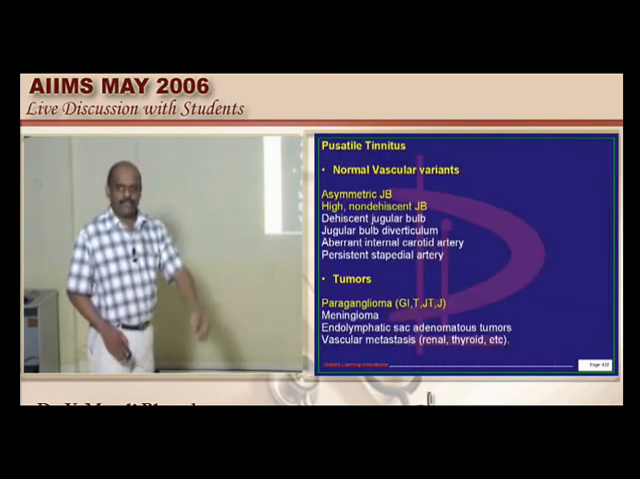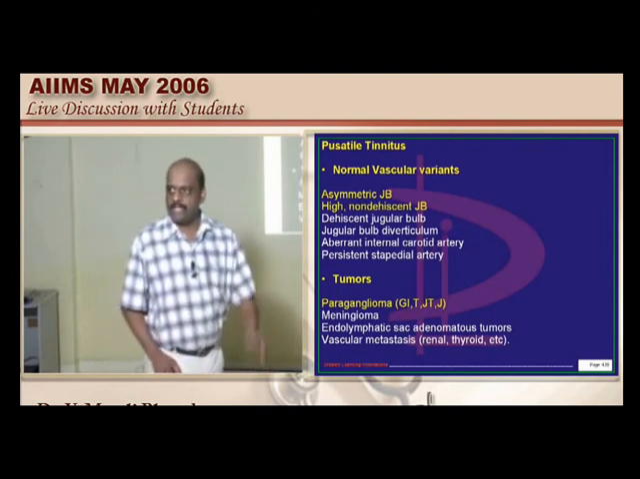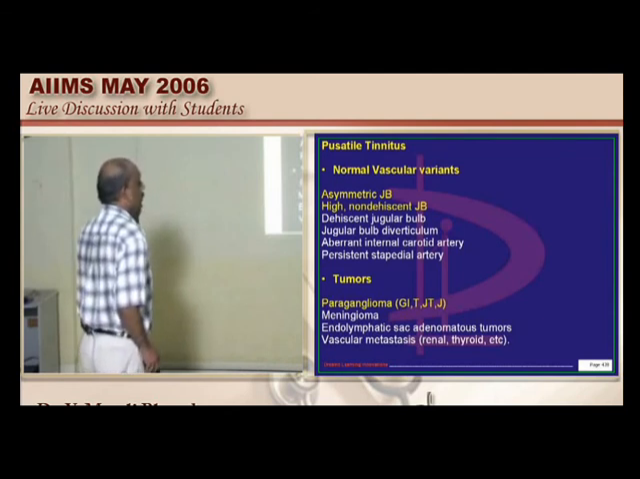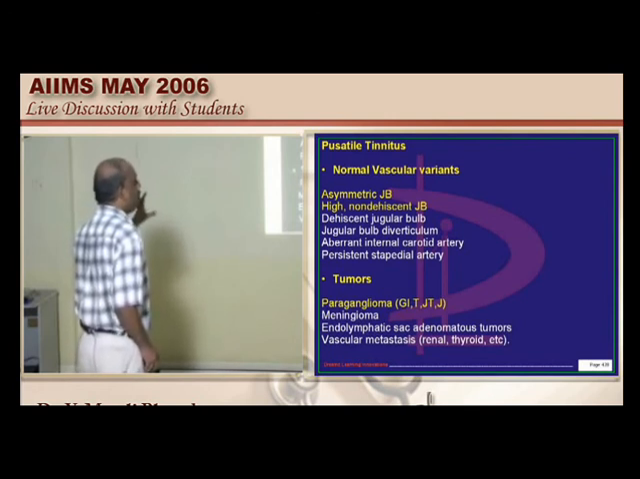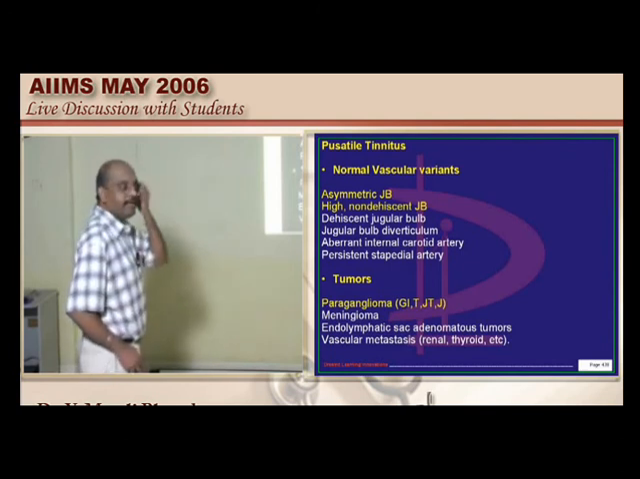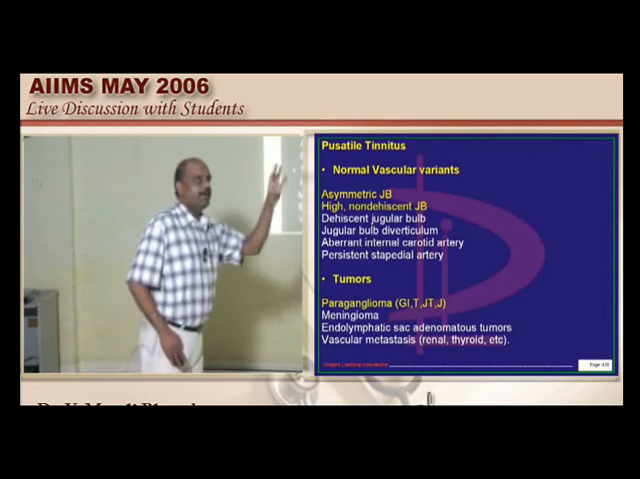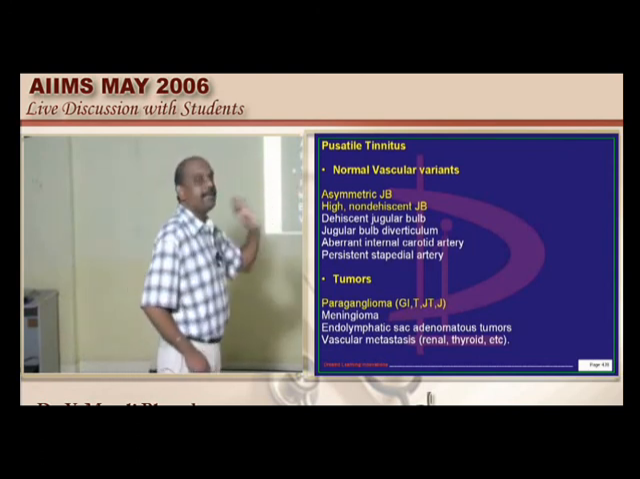Now what are all the causes for a pulsatile tinnitus? Like an ENT exam-going student, you answer, doctor. If there is any jugular bulb diverticulum or a persistent stapedial artery, and if there is any meningioma, or if there is any adenomatous tumor of the endolymphatic sac, or if there are any vascular metastasis.